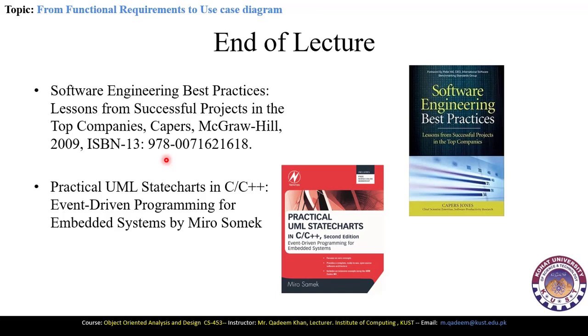Now dear students, this is the end of this lecture. There are two books for your reading. The first book is about software requirements, and the reference is Software Engineering Best Practices, Lessons Learned from Successful Projects in the Top Companies, written by Capers Jones, McGraw-Hill. And there is also a second book for UML, Practical UML Statecharts in C/C++, Event-Driven Programming for Embedded Systems by Miro Samek. So from these two books you can get ideas about UML as well as software requirements.